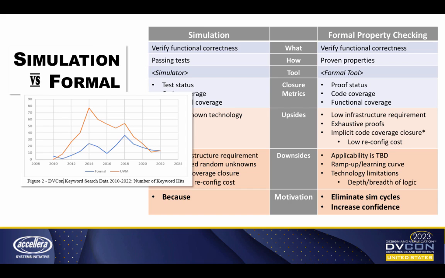Now, my motivation for using formal, I think there are a couple legitimate motivations. One is increased confidence, and that comes from the idea of having exhaustive proofs applied to your RTL. For me, that is secondary. The primary motivation for me is to eliminate simulation cycles. So take the constrained random sim cycles that are not necessarily productive or constructive, and eliminate as many of those as we can with the addition of formal proofs and formal property checking.